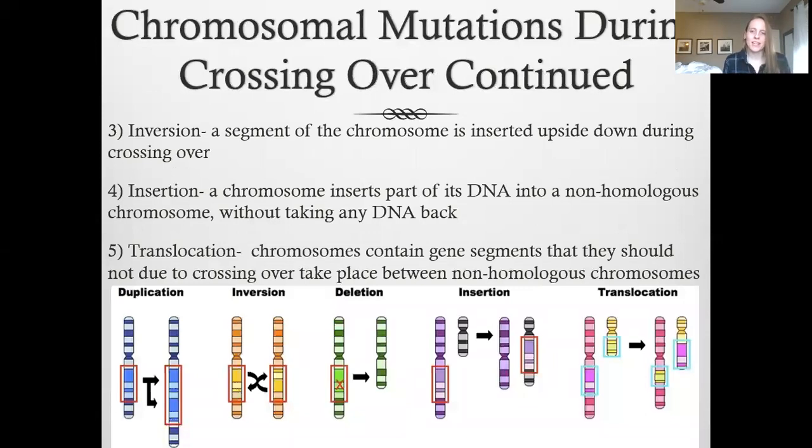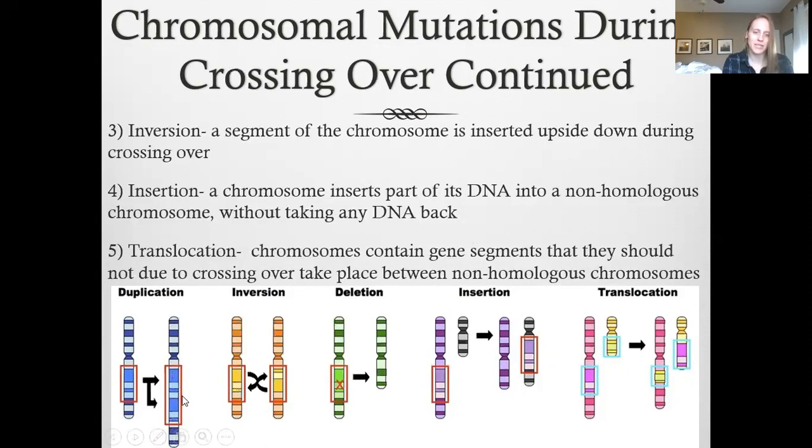You can also have an inversion where during that crossing over, the alleles get put in upside down from where they should be. You can have an insertion where crossing over happens between non-homologous chromosomes. And you can have a translocation where the section of alleles gets put into the wrong spot on the homologous chromosome. Okay. And there are examples of all of those across the bottom there.